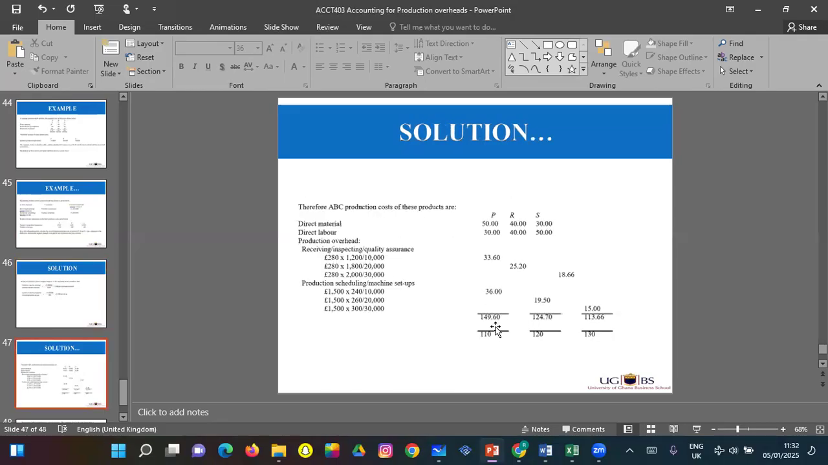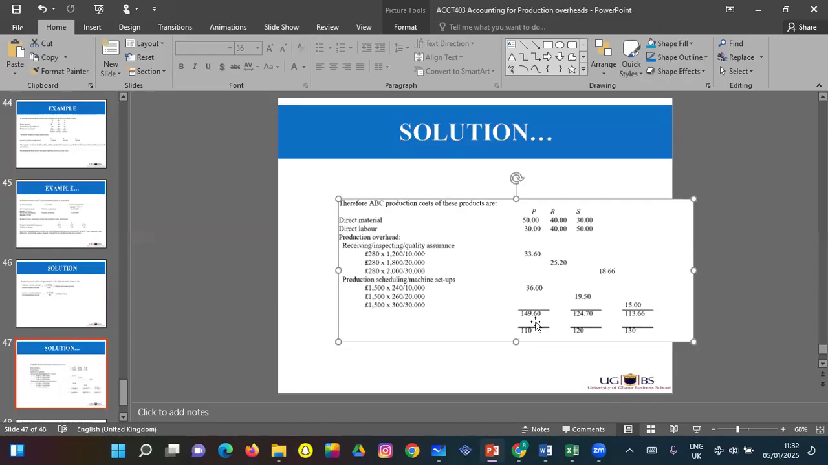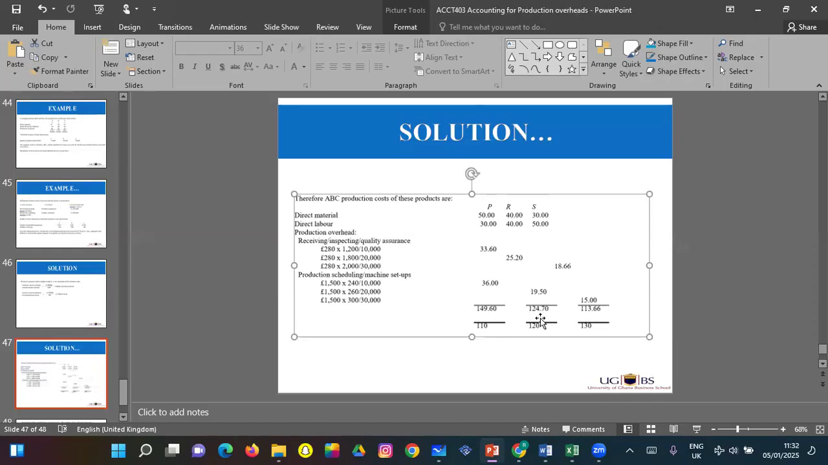Right. So now when you add all this, your total cost is going to be this 149. It's going to be 124. So adding the production overhead to the direct material and the prime cost, you're going to get 149.6 here. You are going to get 124.7 here. You are going to get 113.66 here.